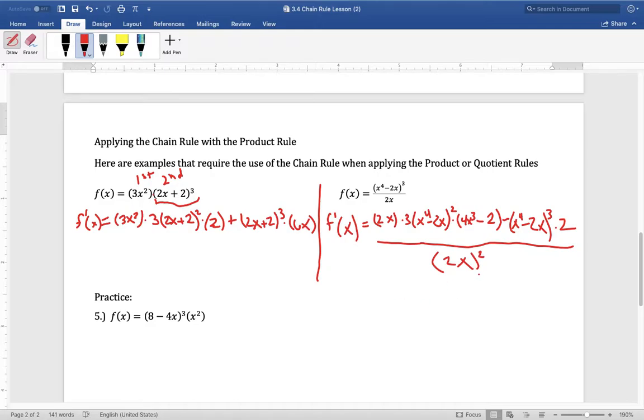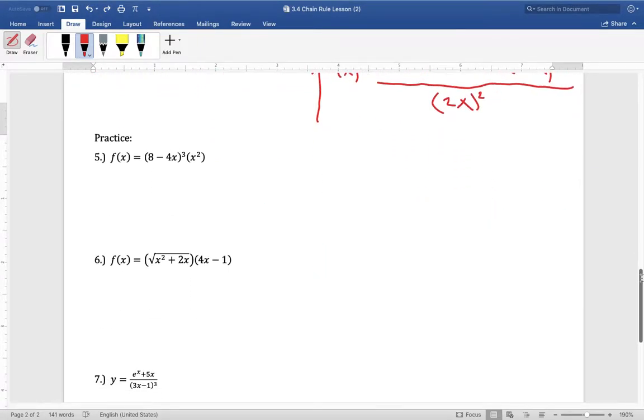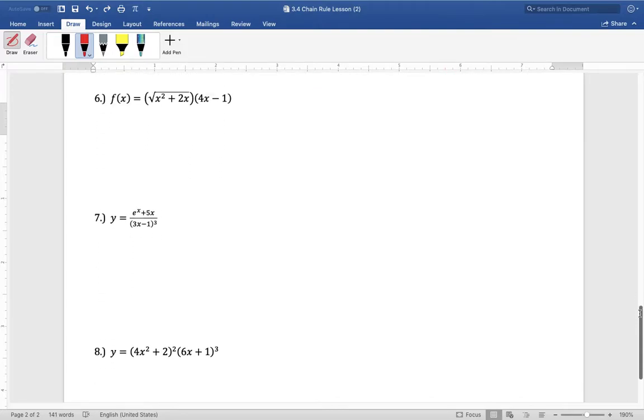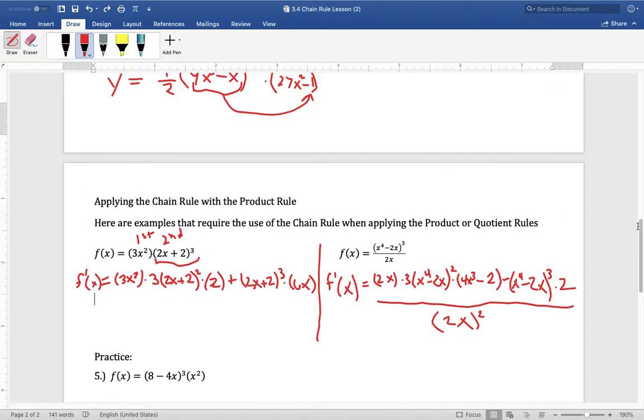All right, so this is product rule with the chain rule in it, and this is quotient rule with the chain rule in it. Not too bad, right? I think you guys can handle both of those things. So there's a couple examples here at the bottom for you to practice, and I'm going to make another video with the answers so you can see it. All right, good luck.